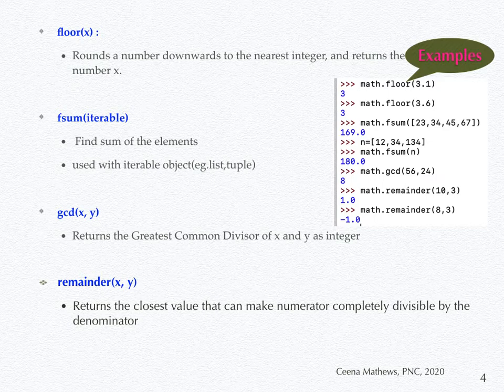Next is the remainder function. It returns the closest value that can make the numerator, here x, completely divisible by the denominator, which is y. Here I have given two examples. First example, math.remainder of 10, 3, which will generate the result as 1, which is the same as when we do it with fmod and the mod operator.